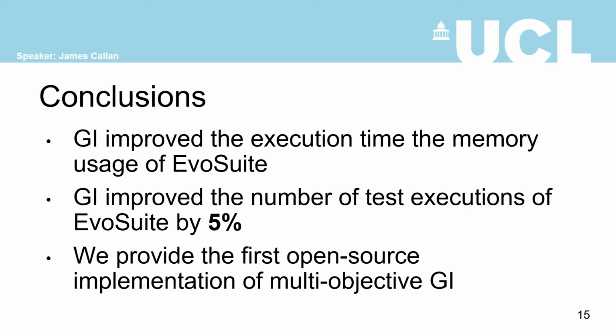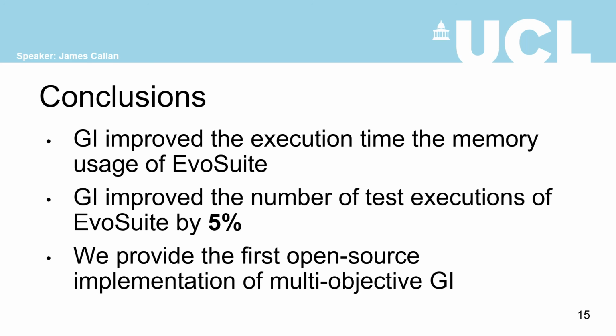In conclusion, we found that genetic improvement is capable of improving both the execution time and the memory usage of EvoSuite. In some cases, GI is capable of finding trade-offs between execution time and memory, and in others finding patches which improve both of them at the same time. We also find that when applying these patches to EvoSuite and running the improved version, EvoSuite is capable of generating and testing 5% more test cases than without our changes, and is thus able to explore more of the search landscape and hopefully achieve higher coverage.